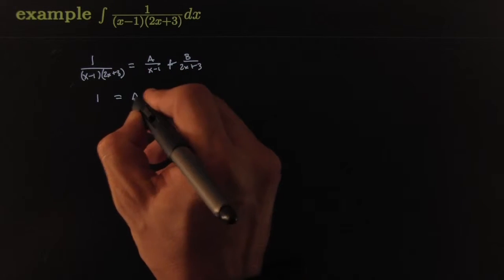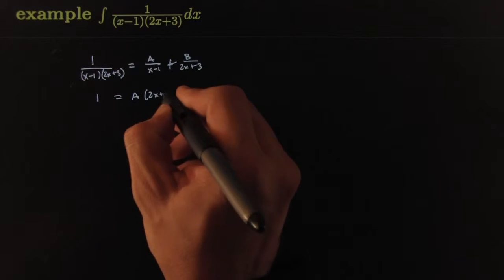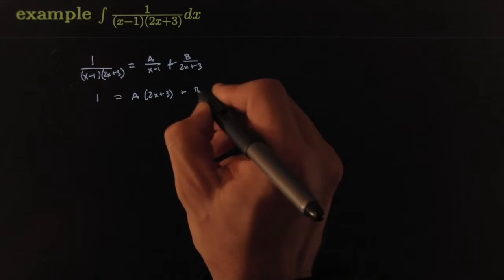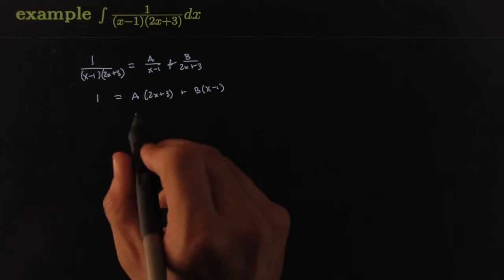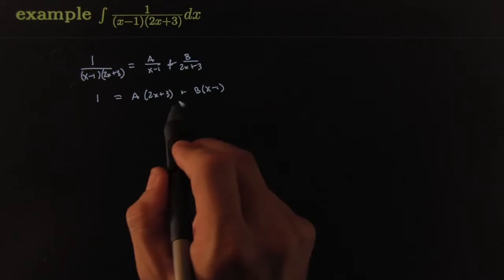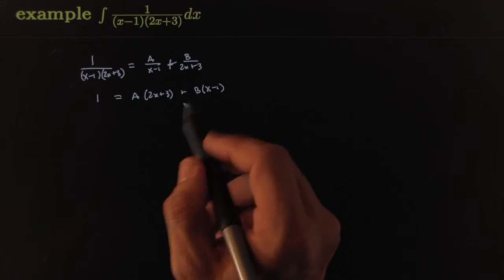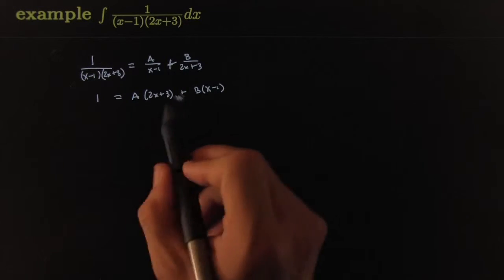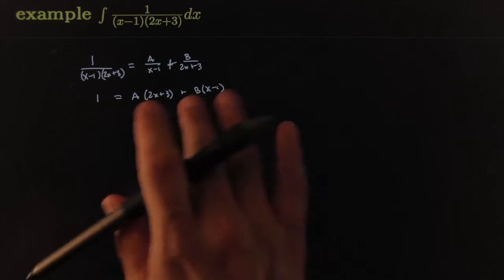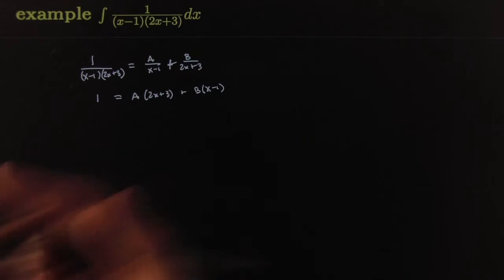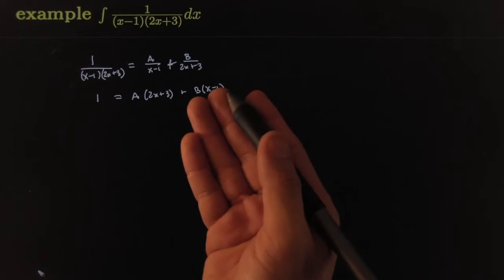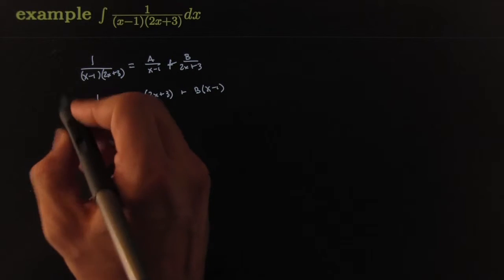That gives you that 1 should be equal to a times (2x plus 3) plus b times the quantity (x minus 1). Now if this is to be true, this should be true for just about all x's. It gives you some freedom. If this polynomial is equal to that polynomial, you can compare the coefficients, or you can take a look at what happens for certain values of x's, such as this.